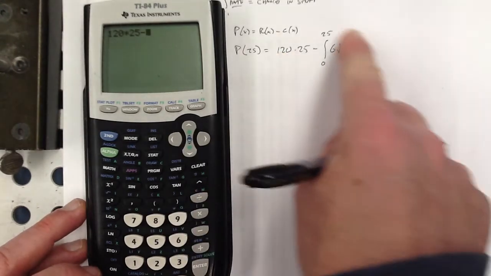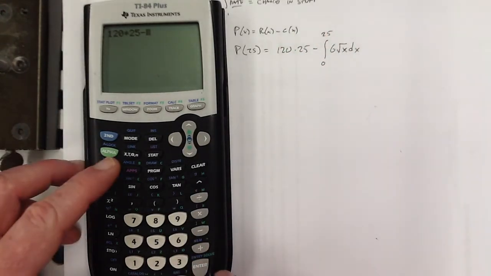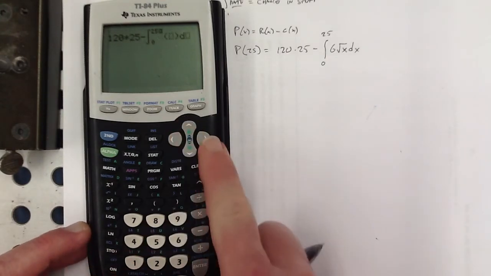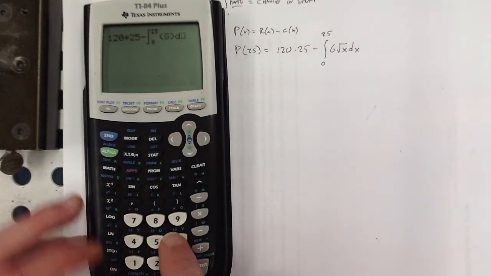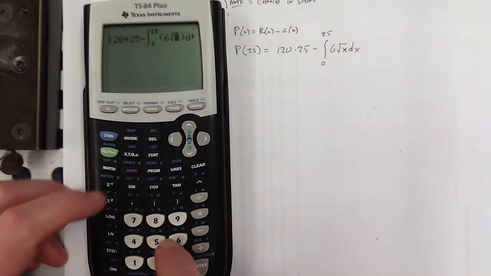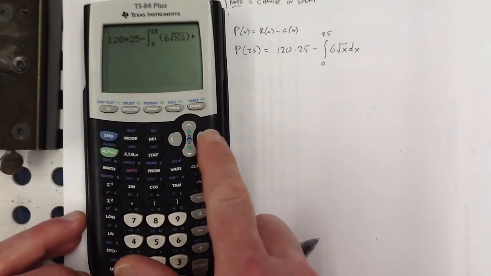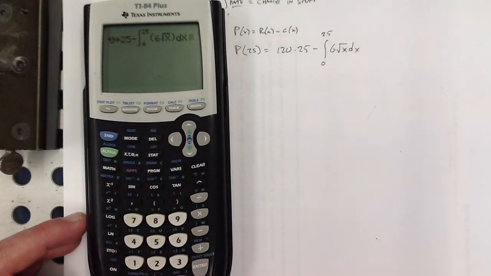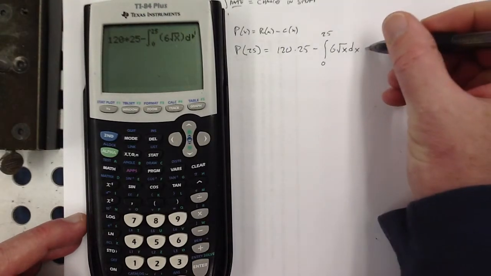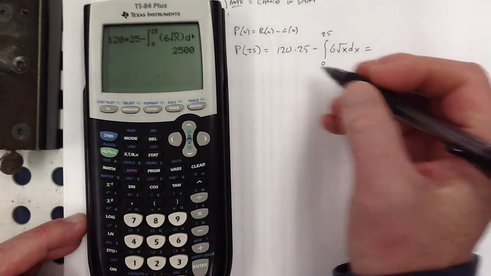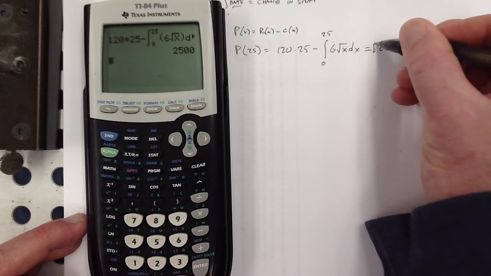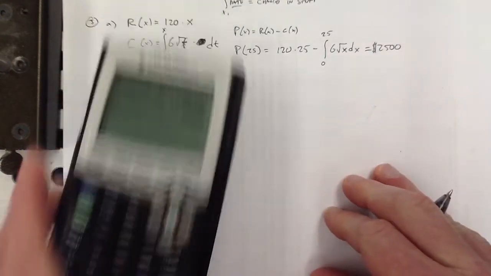Minus, I'm going to try to make it look exactly like this, minus math 9, going from 0 to 25, 6 times the square root of x dx, that looks good. And that's 2,500 dollars. American dollars, I think, not Canadian dollars.